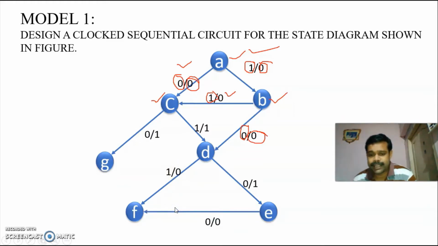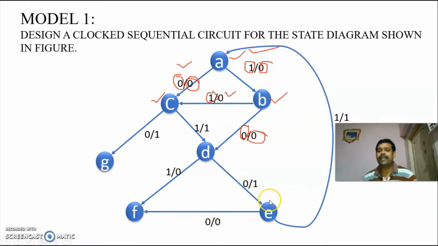You are in state E. When you provide the input 0, it goes to F and the output is 0. You are in E. When you provide the input 1, it goes to A and the output is 1.